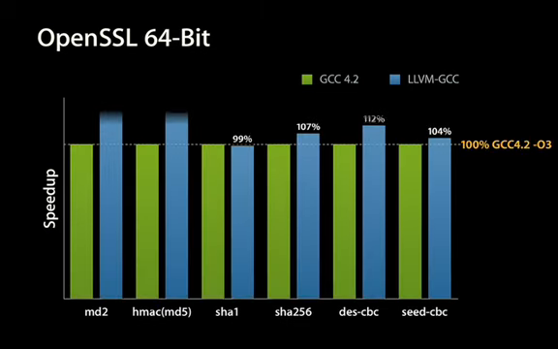In 64 bits, the difference is not quite as dramatic, but again, in most cases LLVM GCC wins. The difference could be small or could be over 20% faster.